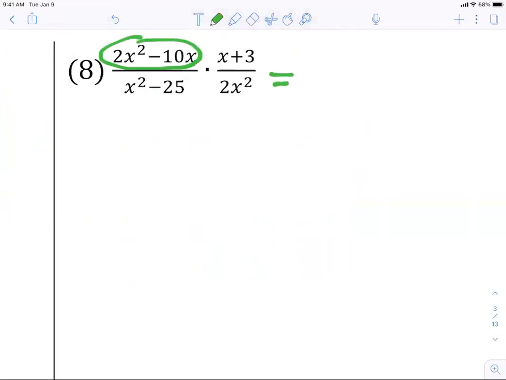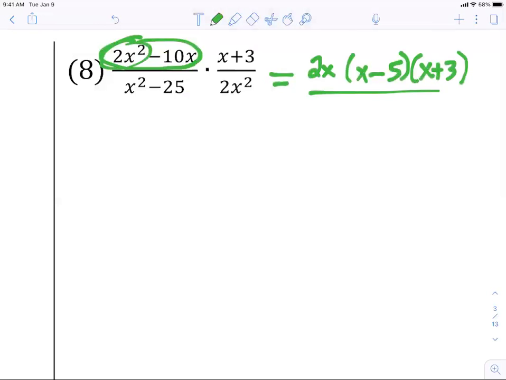So first thing I'm going to do is take out a GCF. It looks like both terms have a 2 and an x, in which case I'm going to divide both of those terms by 2x. 2x squared divided by 2x is going to leave me with an x. Negative 10 divided by 2 is going to end up being negative 5, and the x canceled out. And I'm going to leave the other polynomial with it because technically multiplication, remember, that's just one big fraction.